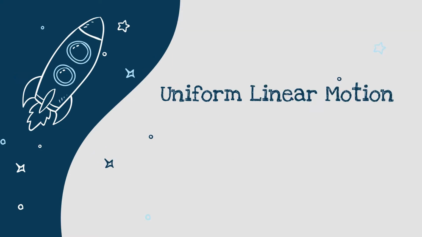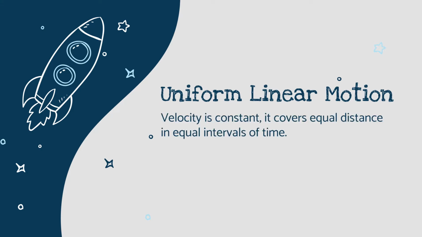Okay, so for today we will learn about one type of uniform motion. We call it uniform linear motion. So what is uniform linear motion? We've already learned that in uniform motion, velocity is constant. It covers equal distance in equal intervals of time. And we've already learned about linear motion. Linear motion is usually called rectilinear motion. It's a motion in a straight line.